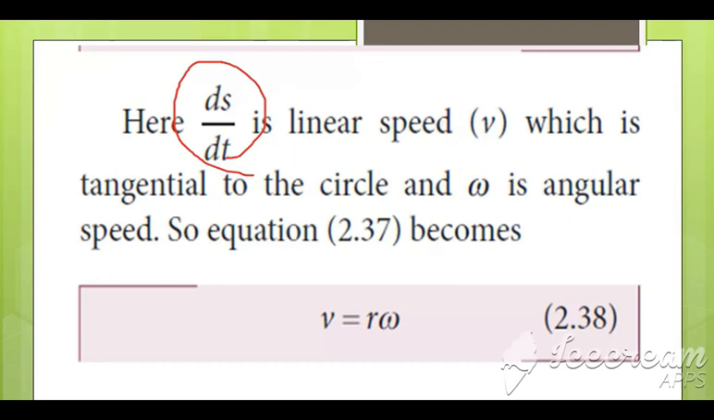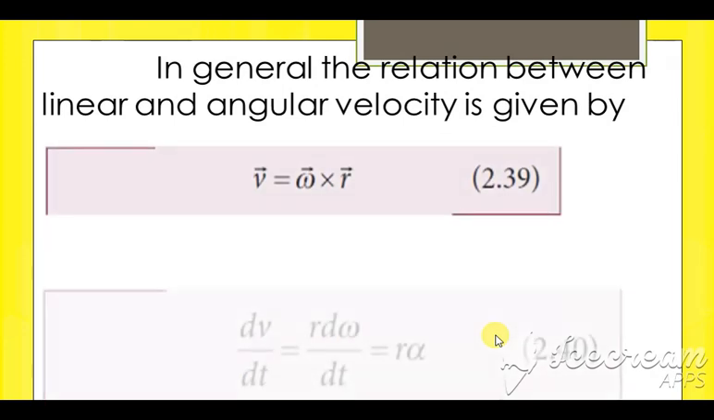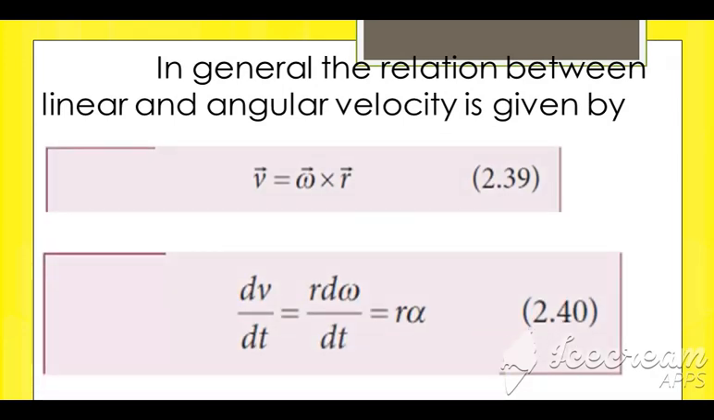This gives the relation between linear and angular velocity. V is what? The linear velocity. Omega is what? The angular velocity. So this is a relation between linear and angular velocity. Okay, so next we are going to see what is the relation between linear and angular acceleration.